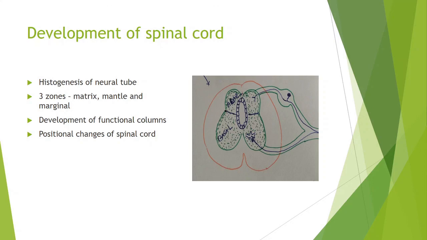That means the lower end of the spinal cord extends up to the cervical sacral vertebra. But at the time of birth, the lower end of the spinal cord extends up to the L3 level, and then in the adult the final position of the lower end of the spinal cord is reached at the L1 vertebral level. So these are the positional changes of the spinal cord.